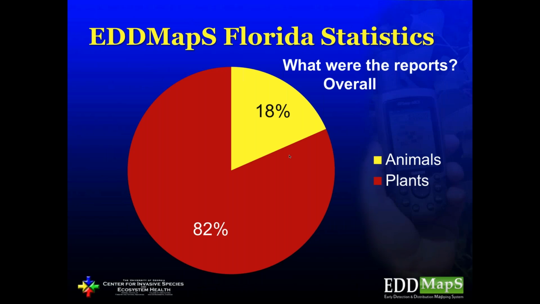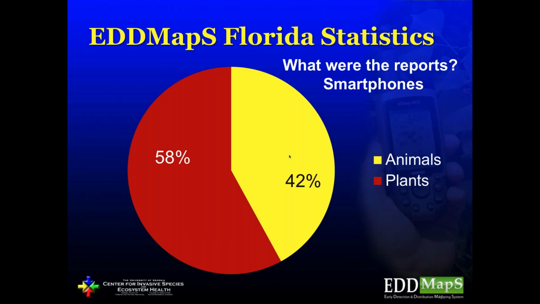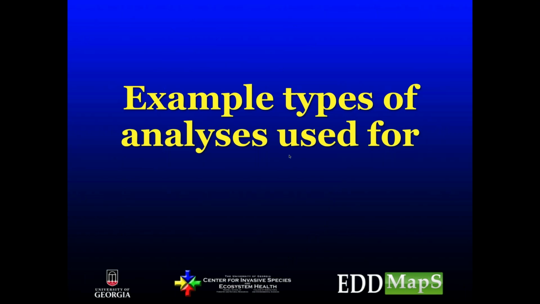We also, in Florida, where they are reporting a lot of animals, we said, okay, what's the distribution between plants and animals? And we said, okay, 82% of the overall reports were coming in as plants. That makes sense. Plants are easier to report, easier to put the data in. But then once you move over to smartphones, we realize, hey, people are using this technology to be able to report animals and capture that information, whether it's a roadkill or a live animal with the smartphone.